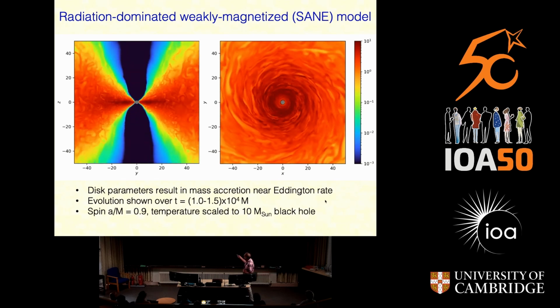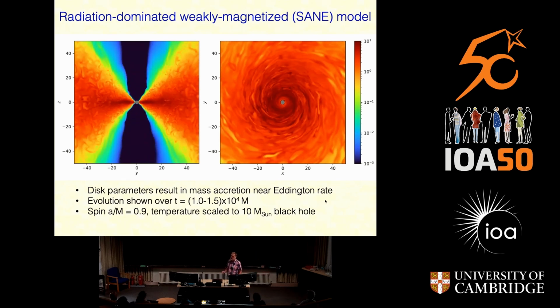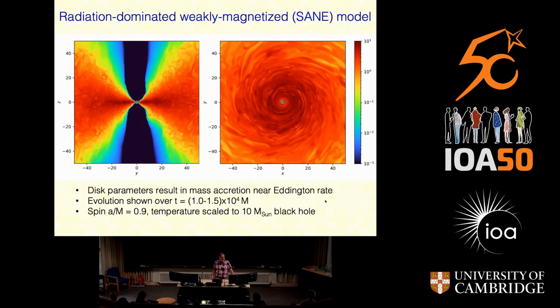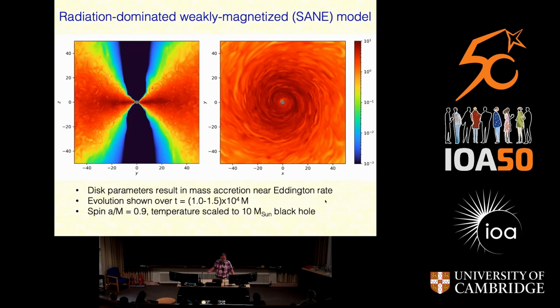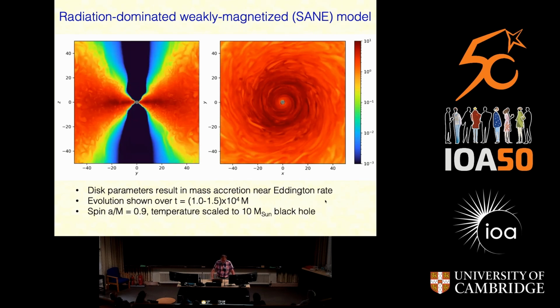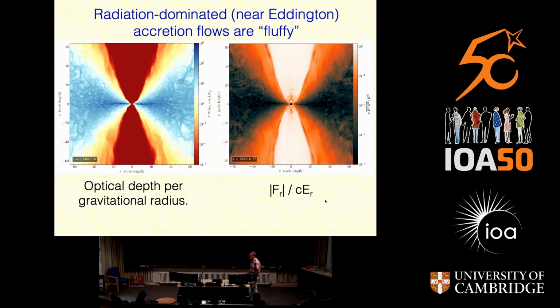This much more compressible turbulence you get in radiation-dominated flows has been known for a couple of decades from shearing box simulations in the radiation-dominated regime. But now it's emerging in these full GR global models as well. And so understanding what's going on here is quite a challenge.